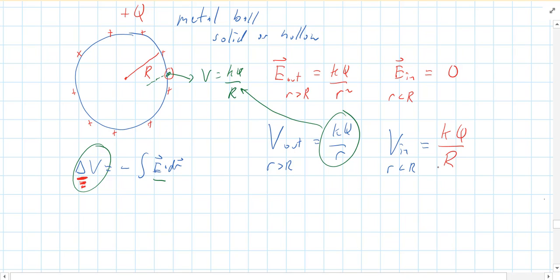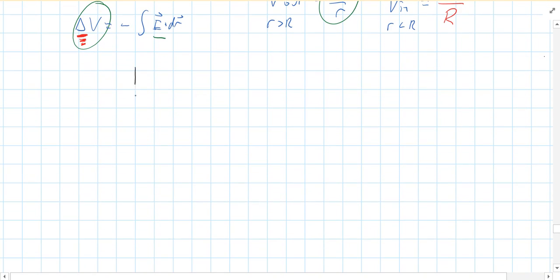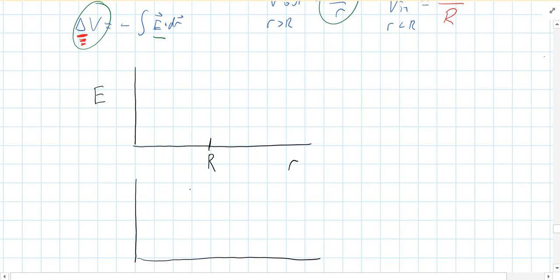If you were to graph these, and this is instructive, it also helps you with your calculus, we're going to graph E versus r. So there's E versus r. The radius of the ball is a point of interest. And we're going to graph V versus r. So here's voltage versus r. And again, same point of interest, the radius of the ball.